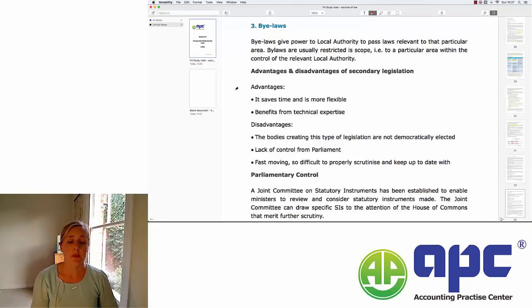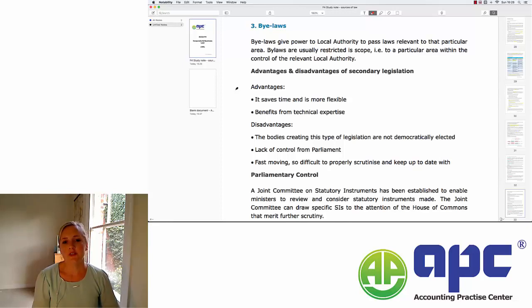The third type of secondary legislation are known as bylaws. And bylaws are delegated powers to local government authorities in a particular area. So they're very limited in their scope. They're things like imposing parking restrictions on a particular street. Central government is not interested in knowing about that. It's too much detail. So that kind of small day-to-day nitty-gritty law is passed on to local authorities by virtue of this delegated legislation known as bylaws.